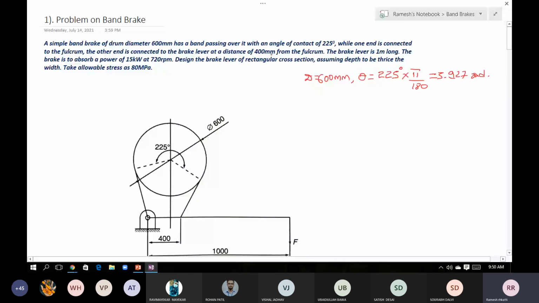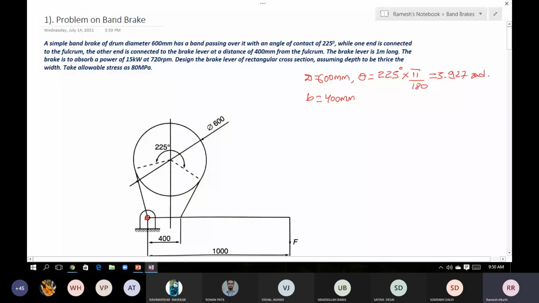So this is the band. One end is connected to the fulcrum, and the other end is connected to the lever. And he has given the distance. How much is the distance? It is 400 mm, this is nothing but b, 400 mm from the fulcrum point. I will write that down. b is given, b is equal to 400 mm.